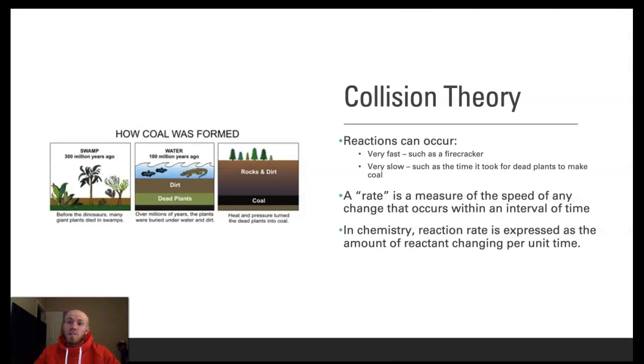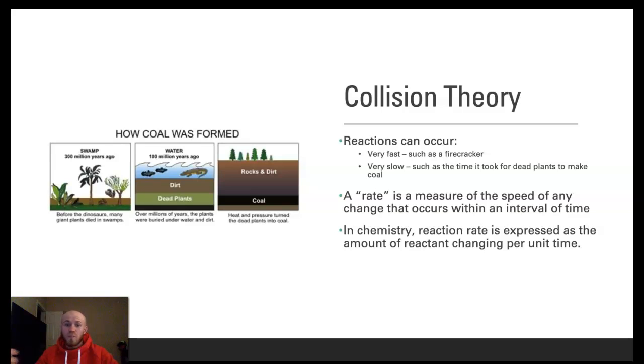When we think about reactions, they can occur very fast, such as a firecracker, or very slow, such as the time it takes for a dead plant to make coal. I have an example over here of how coal is formed. Millions of years ago, we had plants in swamplands. Those plants started to decay and got into the dirt. Over time, they were exposed to high temperature and heat, and rocks and other material formed above them. Now, due to that high pressure and high heat, we have coal. It took millions and millions of years for that coal to form. That's an example of a really slow reaction rate.